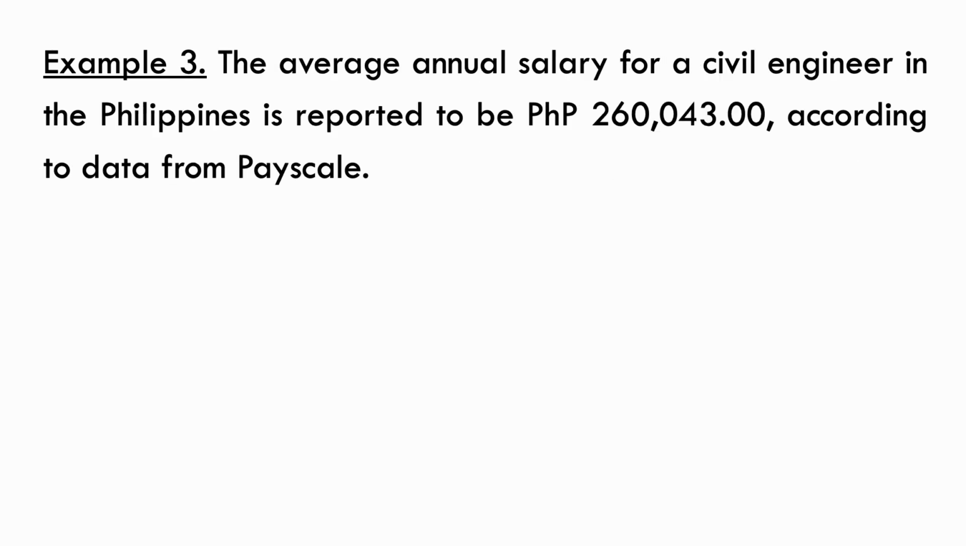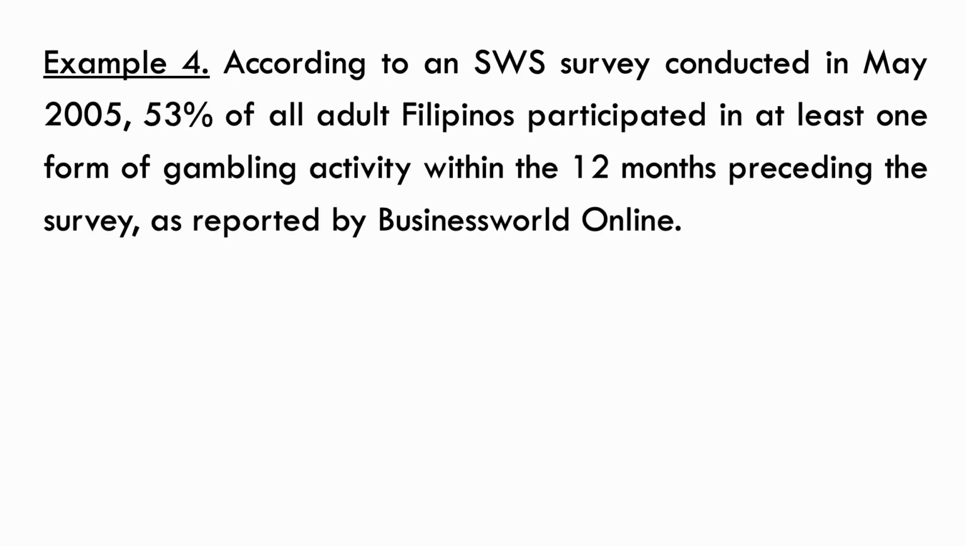The average annual salary for a civil engineer in the Philippines is reported to be 260,043 pesos, according to the data from PayScale. Average ito per annum, so this is an example of estimation. According to an SWS survey conducted in May 2005, 53% of all adult Filipinos participated in at least one form of gambling activity within the 12 months preceding the survey, as reported by Business World Online. Again, this is an example of an estimation.